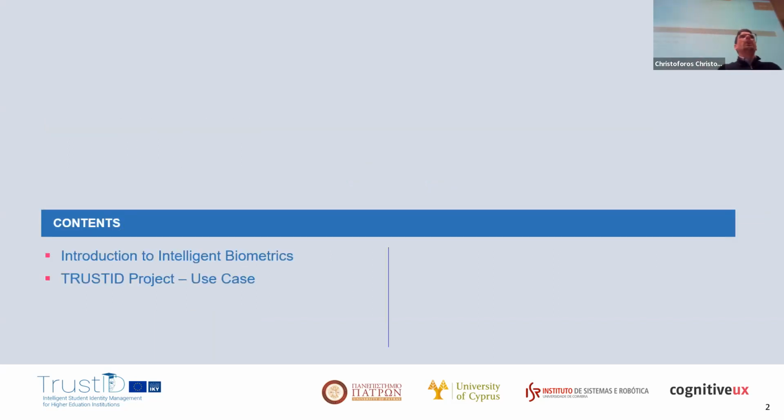Okay, so to give you a quick outline of today's presentation, it's split into phases. In the first part of the presentation, I will present an introduction to intelligent biometrics. And in the second part, we will give the use case of the TRUSTID project, which is a European funded research project in the context of higher education institutions.